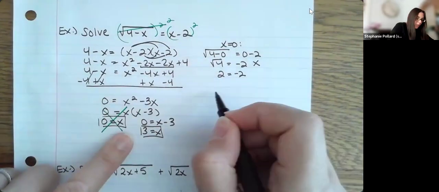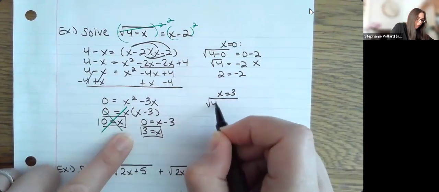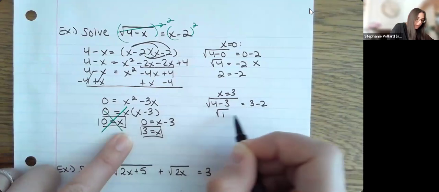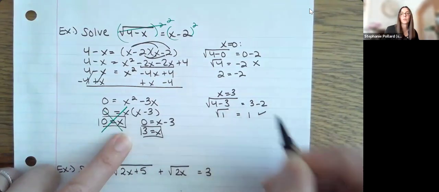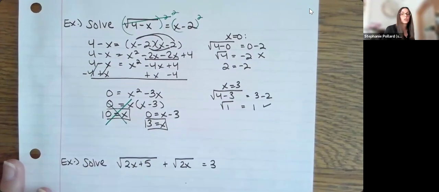And I am going to check the other one though, because it doesn't necessarily mean that the other one has to work. 4 minus 3 is 1, 3 minus 2 is 1, and you can see this one does work. So the square root of 1 is 1. And we do have one solution here.